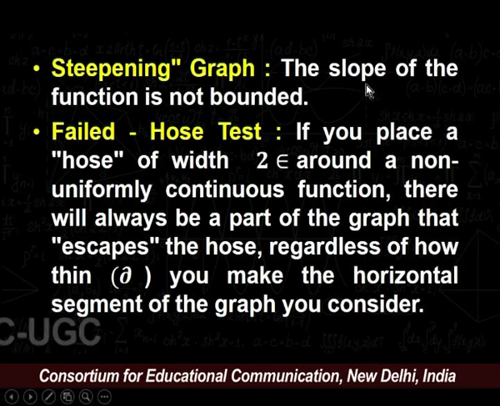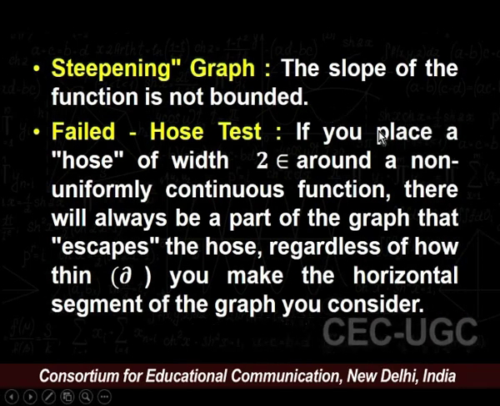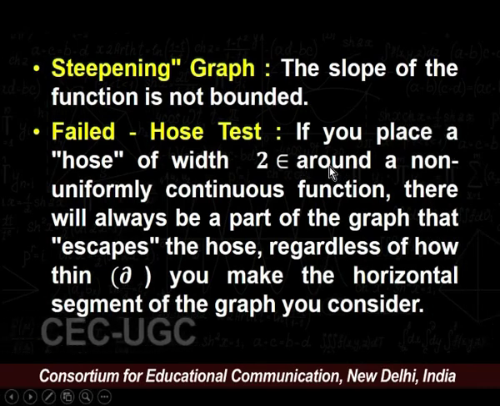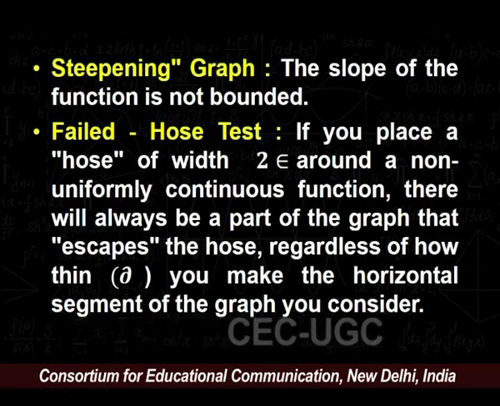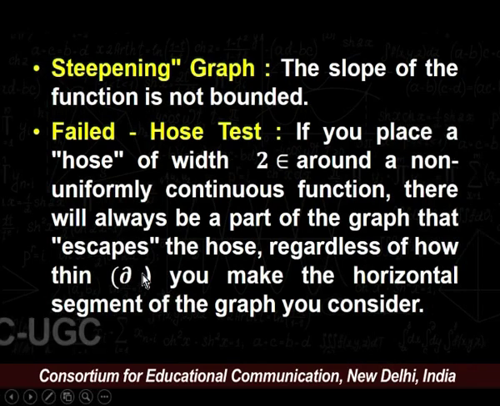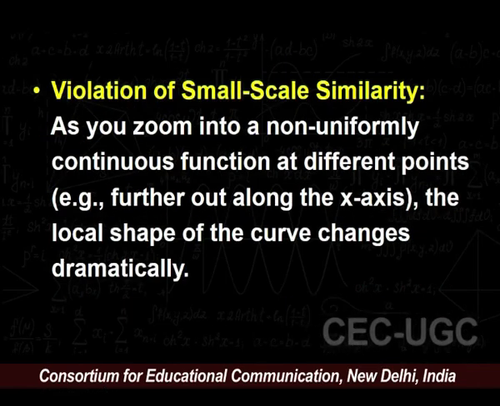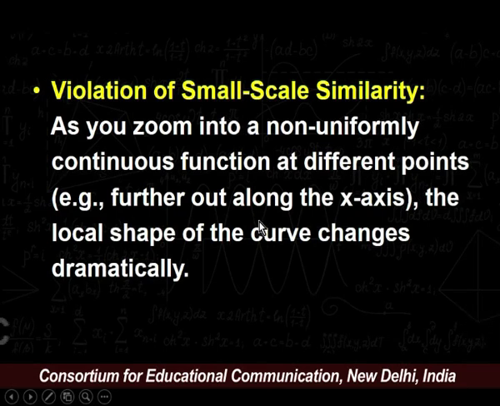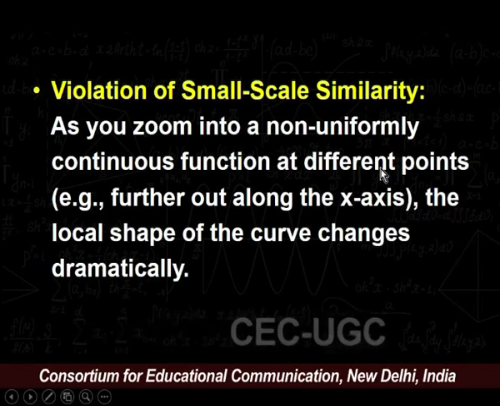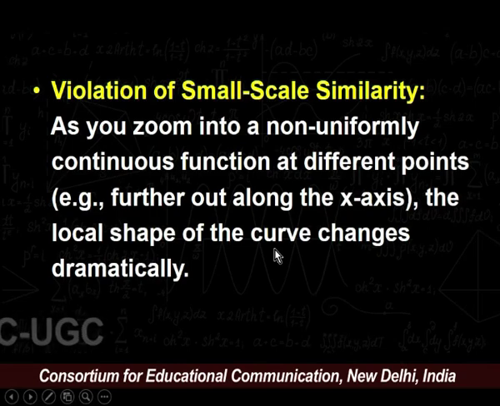I repeat, the slope of the function is not bounded in the case of non-uniformly continuous functions. If you place a hose of width 2 epsilon around a non-uniformly continuous function, there will always be a part of the graph that escapes the hose, regardless of how thin a delta you make the horizontal segment of the graph you consider. Violation of small scale similarity: as you zoom into a non-uniformly continuous function at different points, that is, further out along the x-axis, the local shape of the curve changes dramatically.